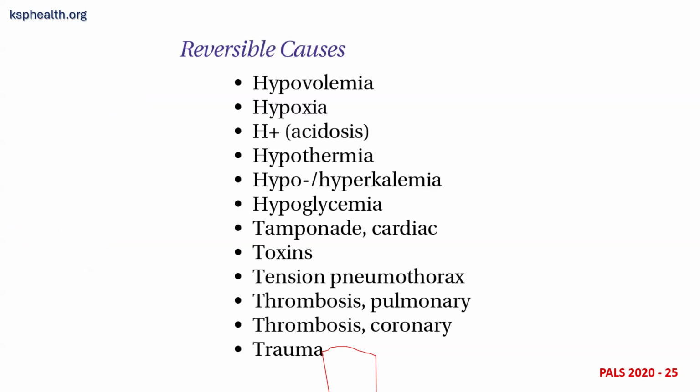So what are the reversible causes, which we already mentioned? 6 H's and 6 T's. Hypovolemia, hypoxia, increased hydrogen ion concentration, otherwise called acidosis, hypothermia, hypo or hyperkalemia, hypoglycemia, cardiac tamponade, toxins, tension pneumothorax, pulmonary thrombosis, coronary thrombosis, and trauma.